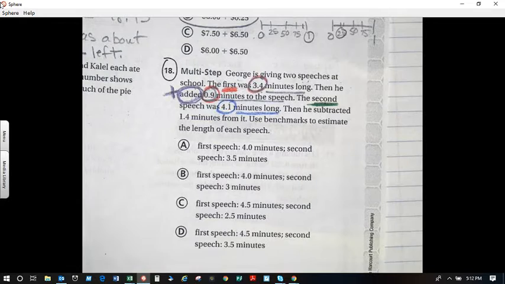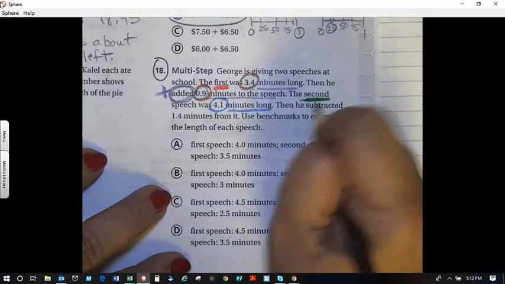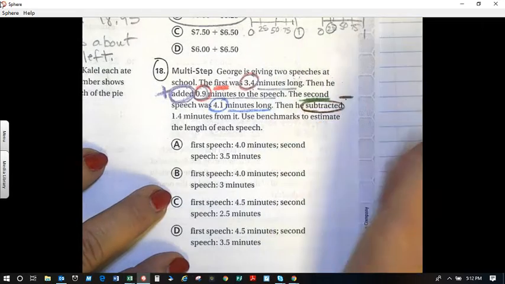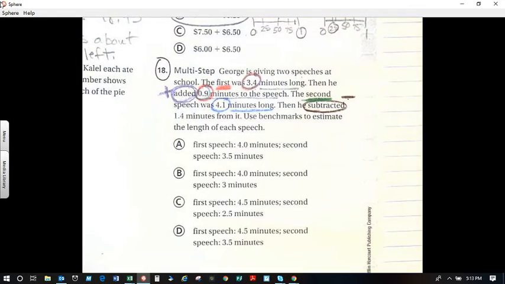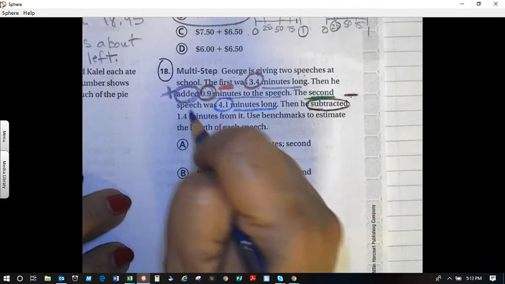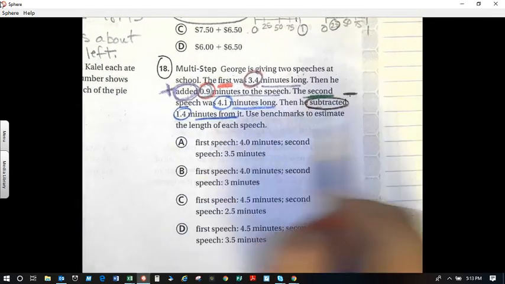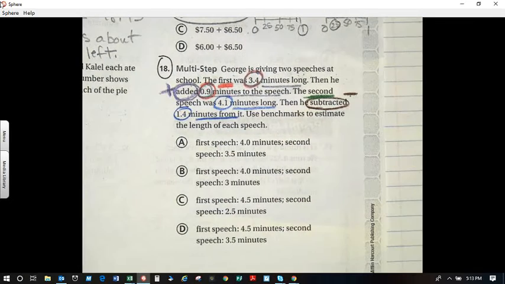And so I'm going to put my subtraction sign. Now he subtracted what? 1 and 4/10 minutes from that. We're using benchmarks to estimate the length of each speech. I'm going to go to my paperwork because it looks like it's a lot of stuff. And I really want to break this down. Let's chunk it, okay? So let's look at number 18. Number 18, guys, this is what it does. I'm going to write down my facts.